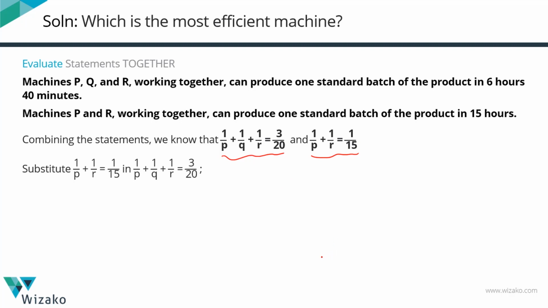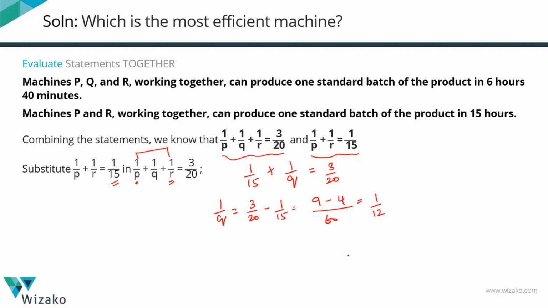Let's do one thing for whatever it's worth before we start evaluating it. Let's plug in the value of 1 upon P plus 1 upon R as 1 by 15 into this equation. So we'll get 1 by 15 plus 1 by Q is equal to 3 by 20. To find the value of 1 by Q, let's take this 1 by 15 to the right hand side. So 3 by 20 minus 1 by 15. 60 is the common denominator. 3 times 3, which is equal to 9, minus 4, 5 by 60, which is equal to 1 by 12.